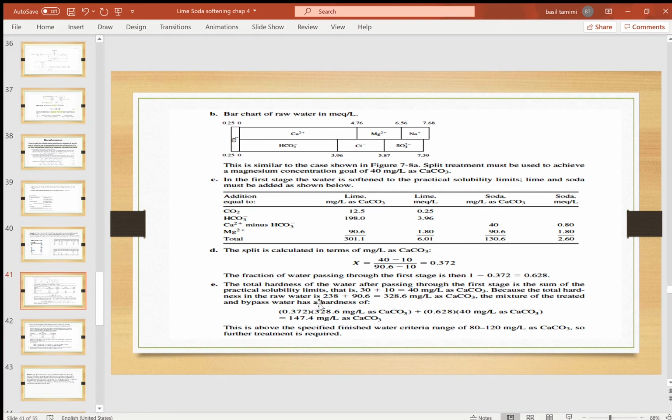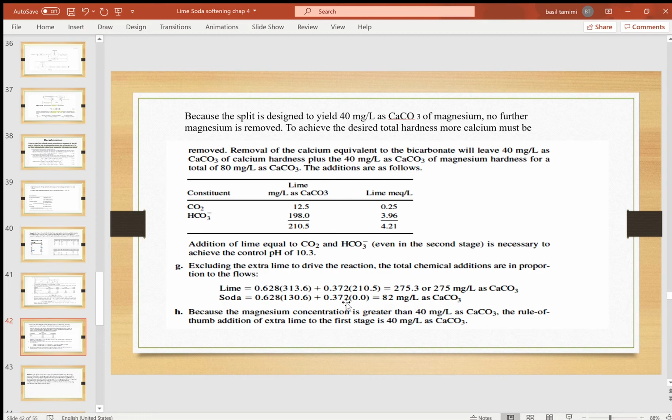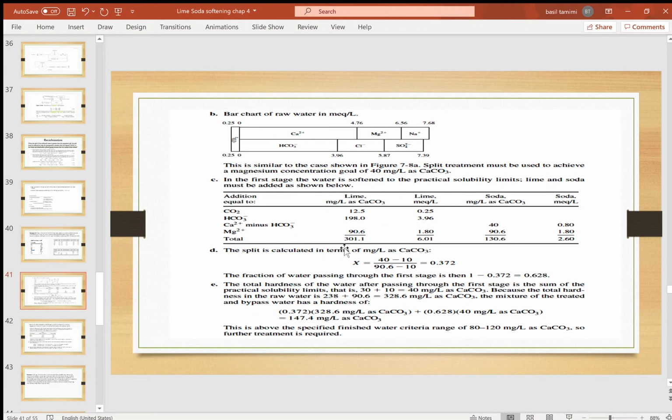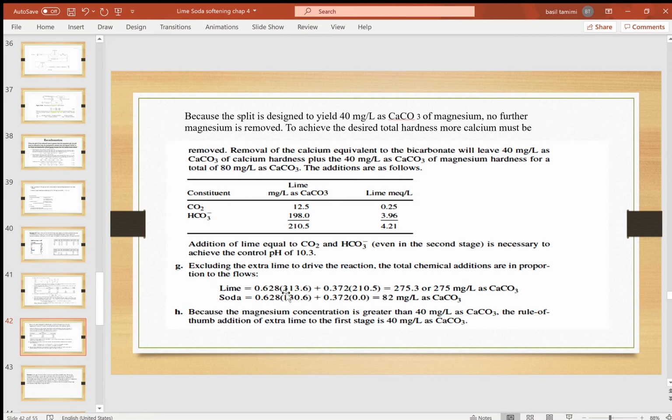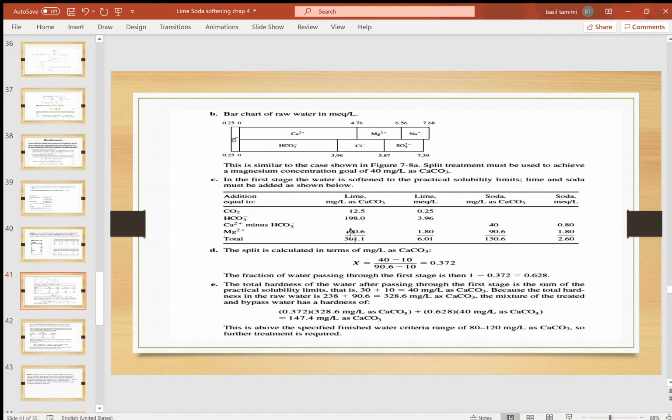Okay, but we need certain quantities of lime and soda ash in the first stage. How can we quantify this? It's here. So I have 62.8 that should be treated. Please correct, this number is not 313, it is this value, 301.1. So this is wrong as a number, but since it's a PDF, please change it, take a note of that. This is 301.1.